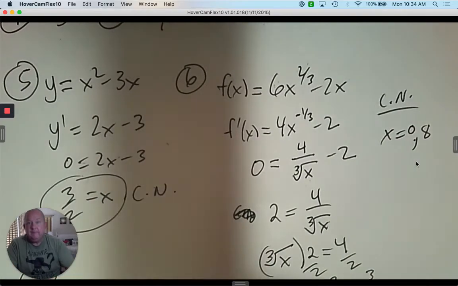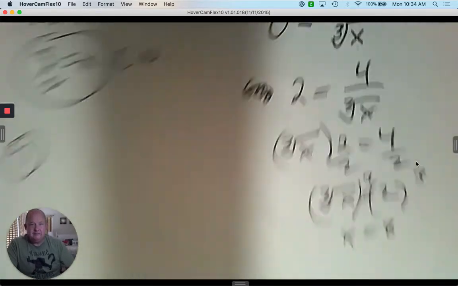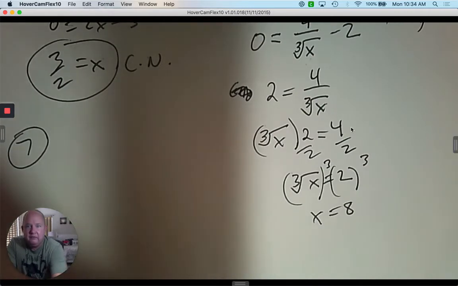I'm going to be fiddling with this camera this whole time. Number 7. Let's look at it, and I won't have to look at the shadows.